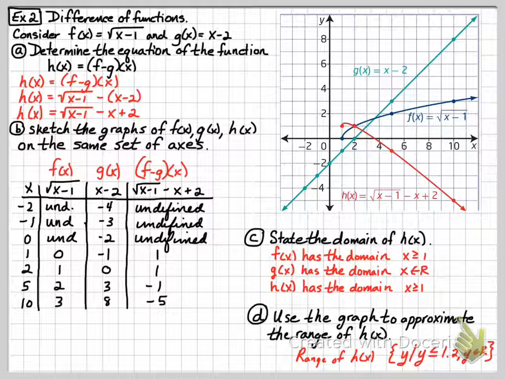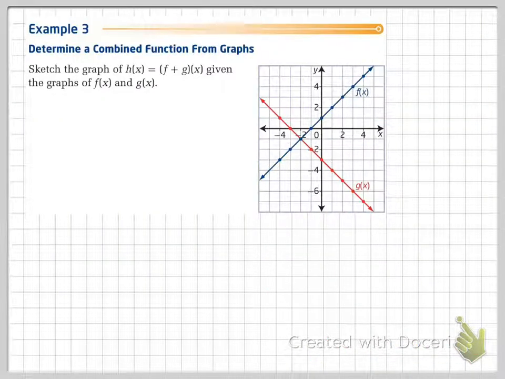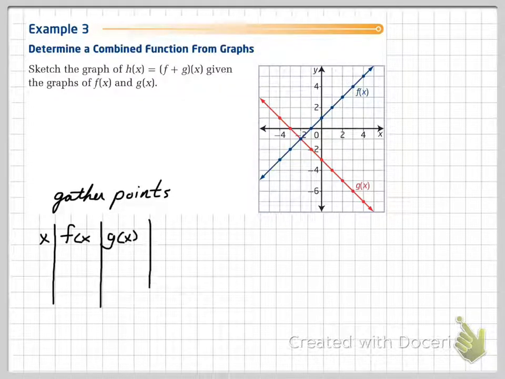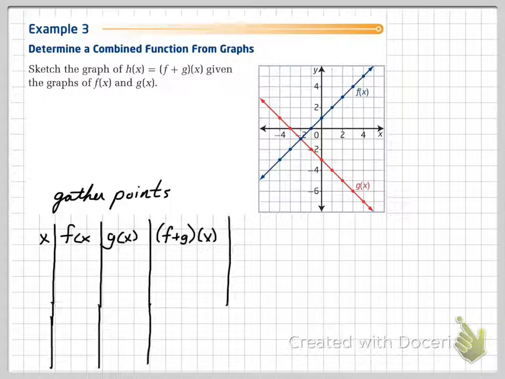In example 3, now we're asked to come up with a combined function from the graph of two original functions. Well, to do this, we're going to gather some points up. First of all, the points that are on f of x, the points that are on g of x, and f plus g of x.